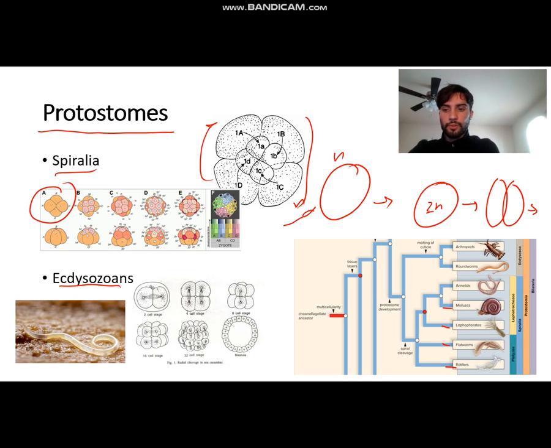Ecdysozoans, which include arthropods, insects, arachnids, and nematodes. This is a nematode. It's an almost microscopic worm, roundworm, sorry. They have radial cleavage, not spiral cleavage. Okay, so they don't have this spiral movement.